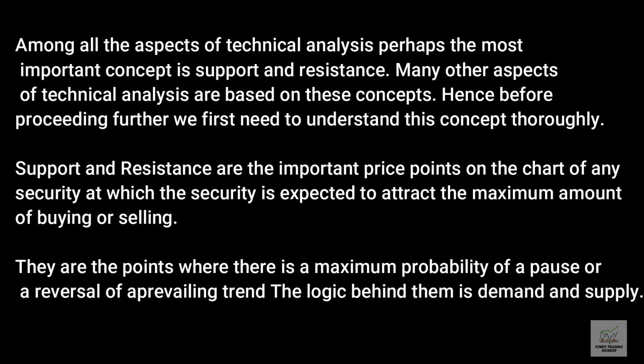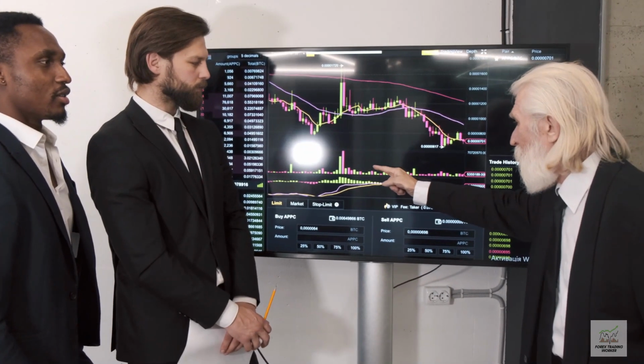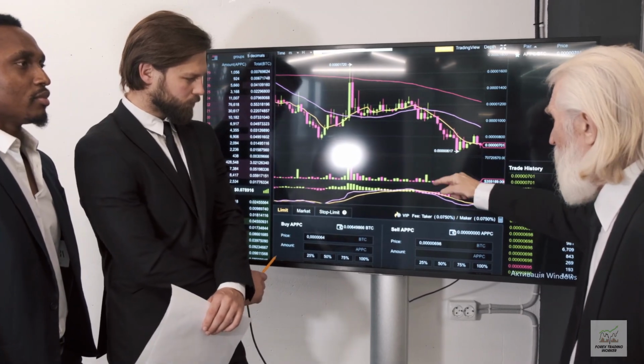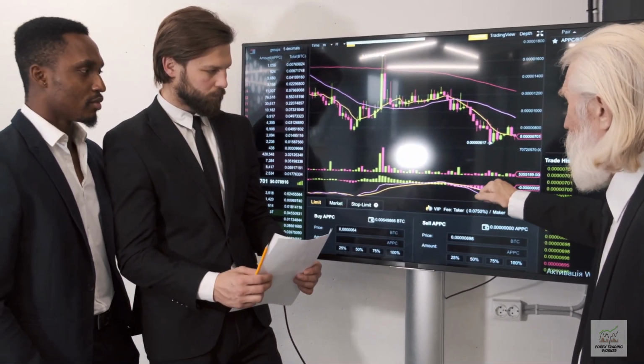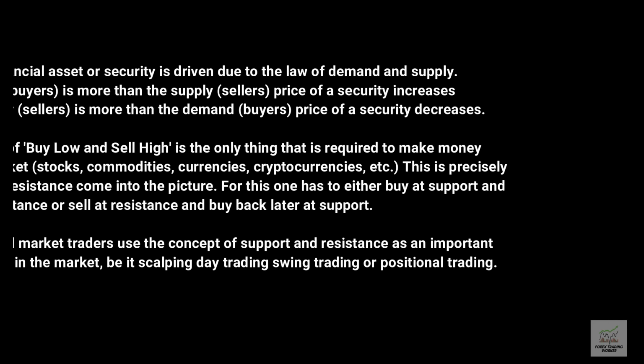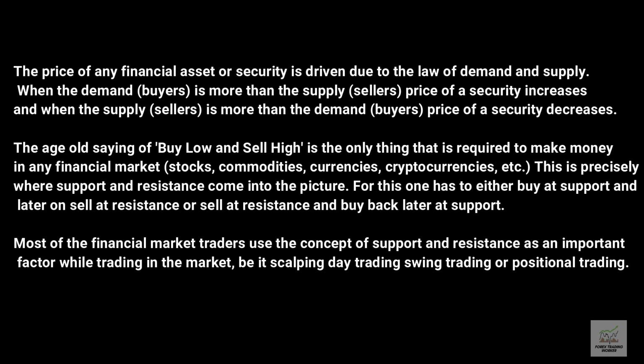Support and resistance are the important price points on the chart of any security at which the security is expected to attract the maximum amount of buying or selling. They are the points where there is a maximum probability of a pause or a reversal of a prevailing trend. The logic behind them is demand and supply. The price of any financial asset or security is driven due to the law of demand and supply. When the demand, buyers, is more than the supply, sellers, the price of a security increases, and when the supply, sellers, is more than the demand, buyers, the price of a security decreases.